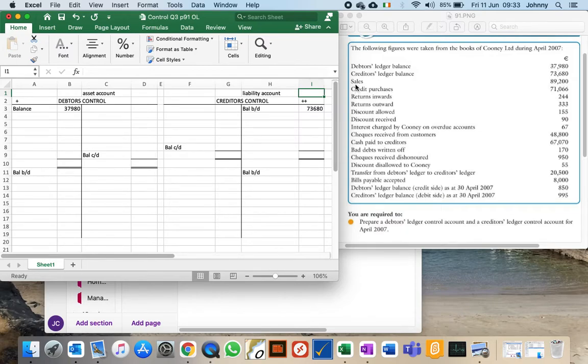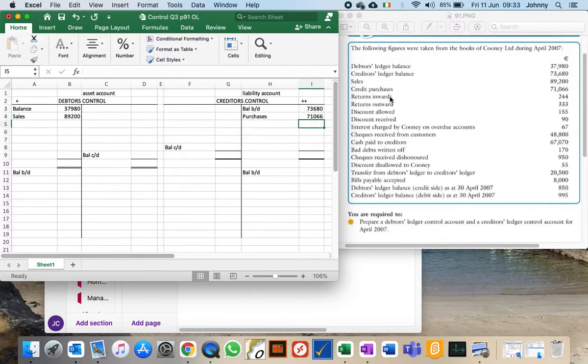So back to this. So sales, well, that's to do with debtors, and if we sell goods to them, they owe me more money, so that will be on the plus side, and the amount of money is 89,200. Credit purchases, so when we buy goods, we owe more money, so that's a plus in creditors. That's to do with creditors. And it's 71,066.